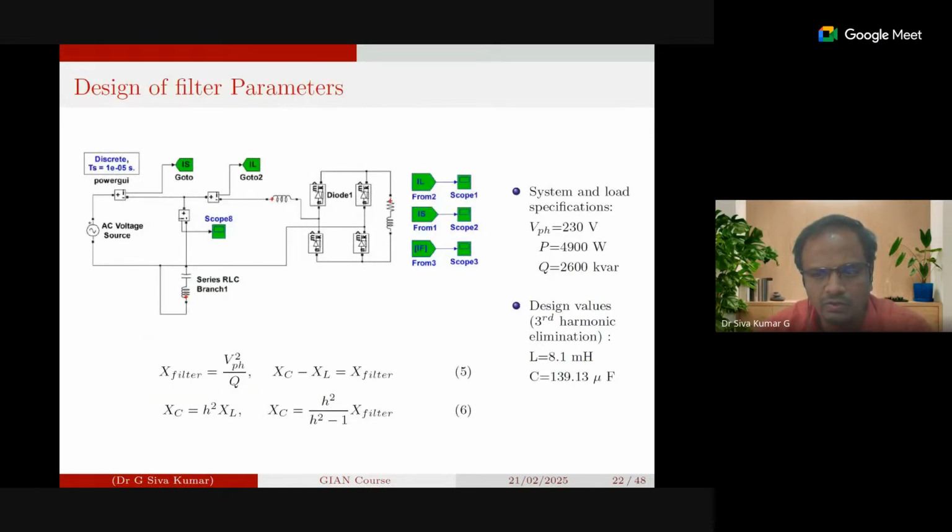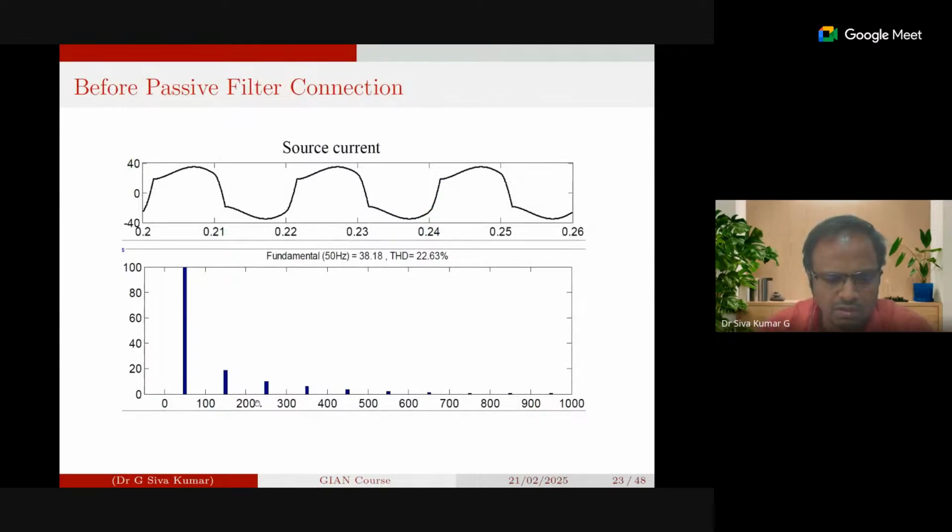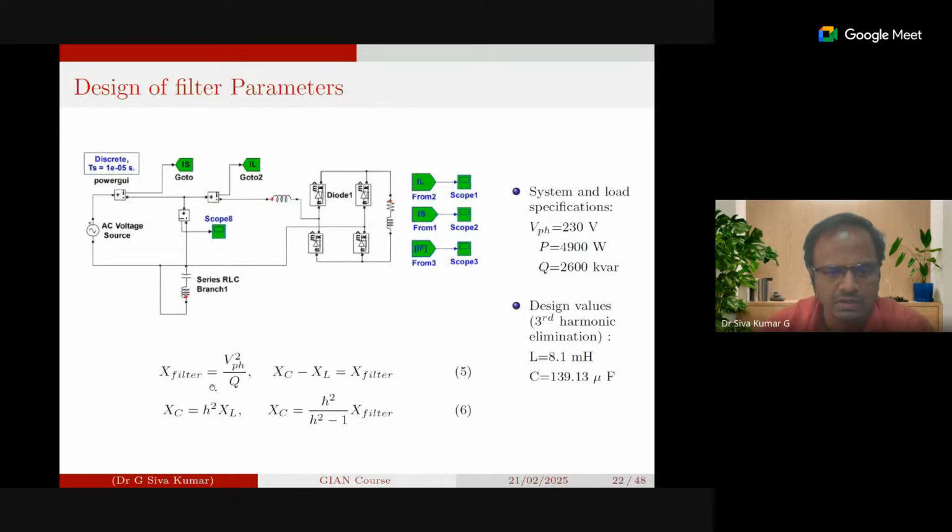When you observe the harmonic spectrum here, this is 100 hertz, this is 150. You won't have the even harmonics because of the half wave symmetry. You will have the odd harmonics, 150 and then 250. The third harmonic is approximately 20 percent of your fundamental current. Our aim was to use a passive filter to eliminate this third harmonic current.